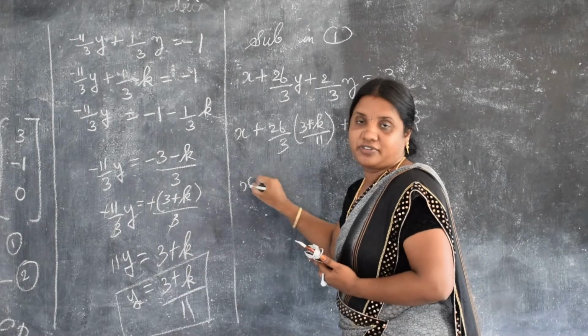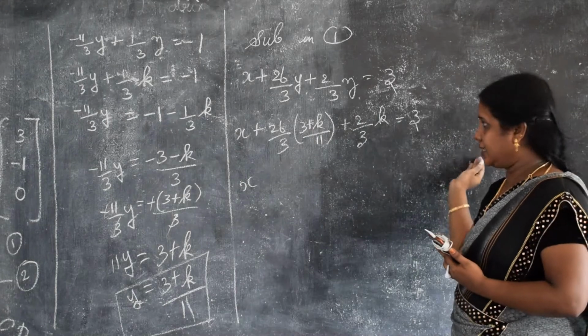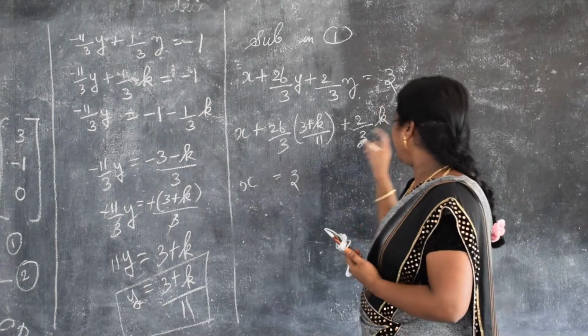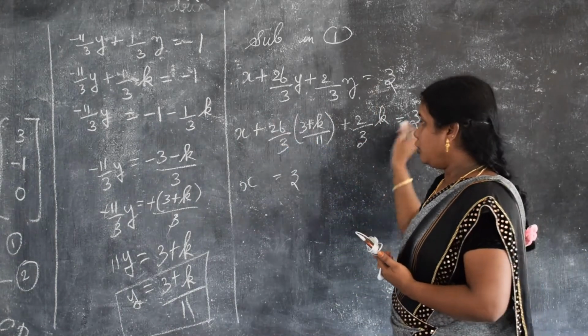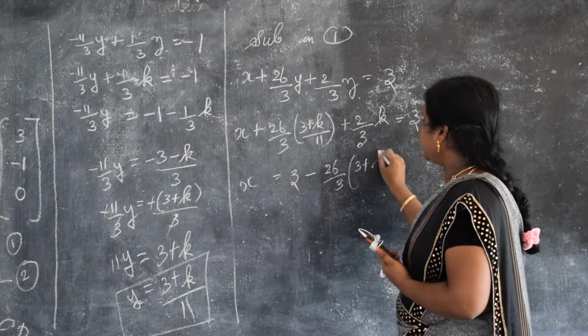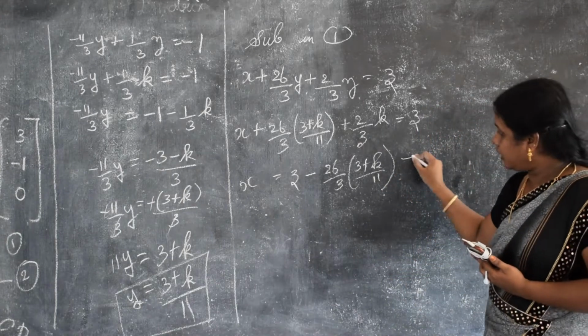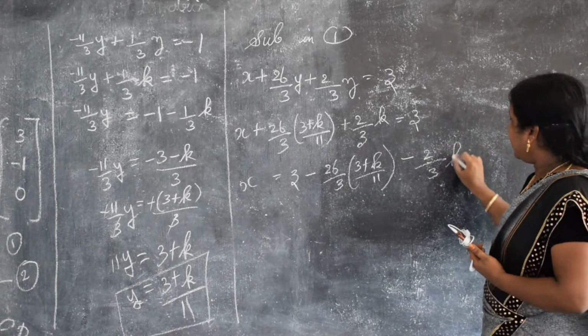Now I have to find only the value of x. So I am going to take these two terms to the right hand side. Then what will come? 3. Already here 3 is there. Now if I take this side, minus 26 by 3, 3 plus k by 11. This also you bring to the right hand side. Then that also becomes minus k.